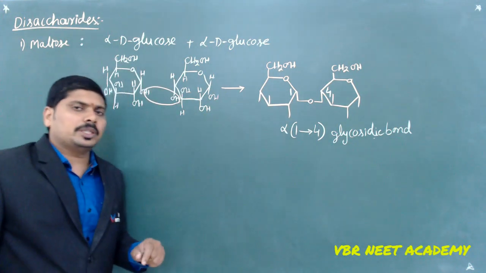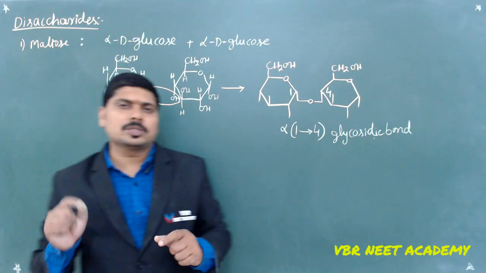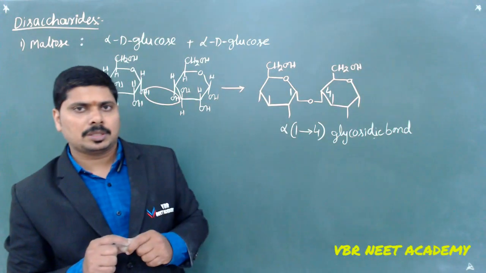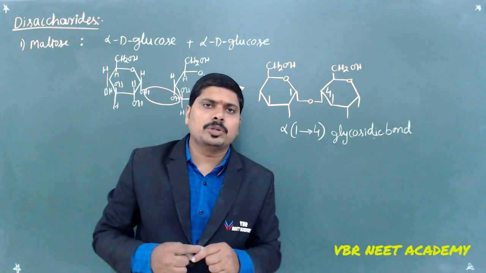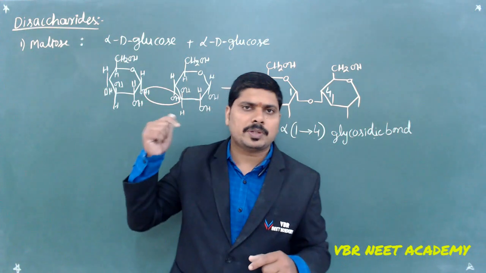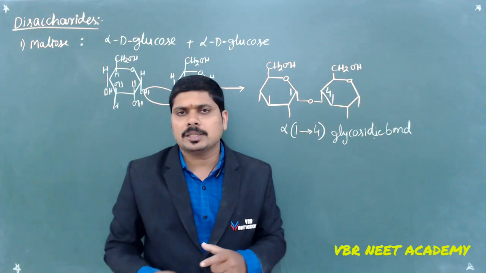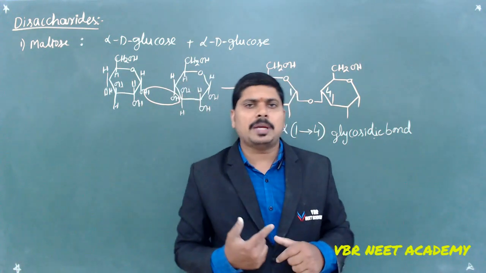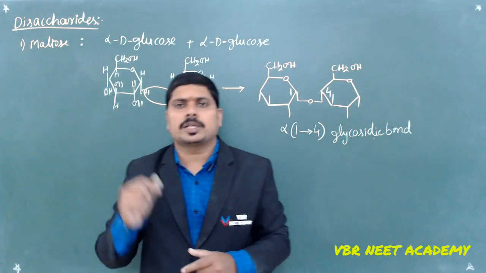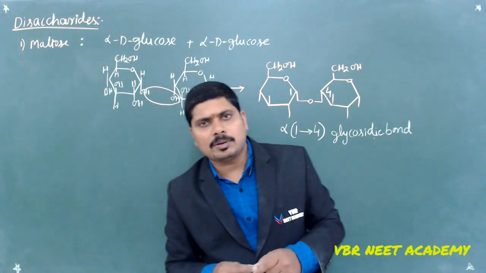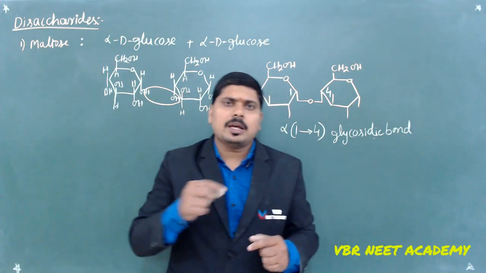And one more thing we are going to discuss here: reducing and non-reducing sugars. What are reducing sugars? What are non-reducing sugars? Reducing sugars have the ability to reduce Fehling's reagent and Tollens reagent, as we discussed for glucose. Glucose reduces Fehling's and Tollens to give a red precipitate and a silver precipitate. The same happens for any carbohydrate, and we call that a reducing sugar. When a sugar does not have that ability to reduce Fehling's and Tollens, we call it a non-reducing sugar.